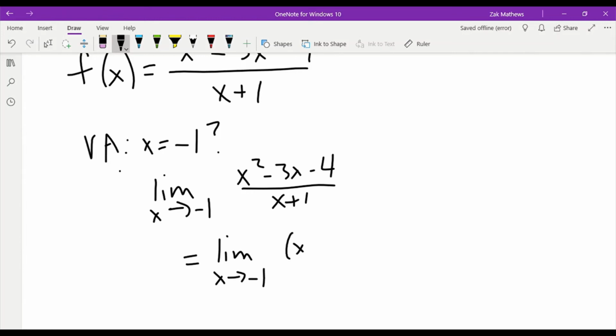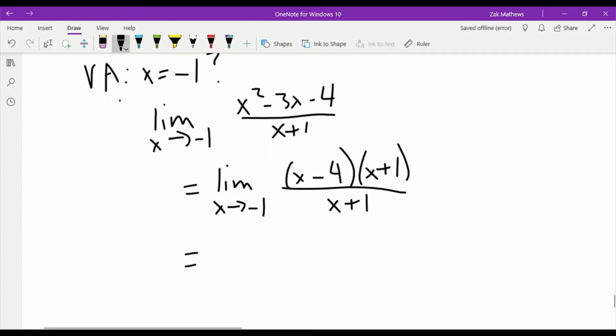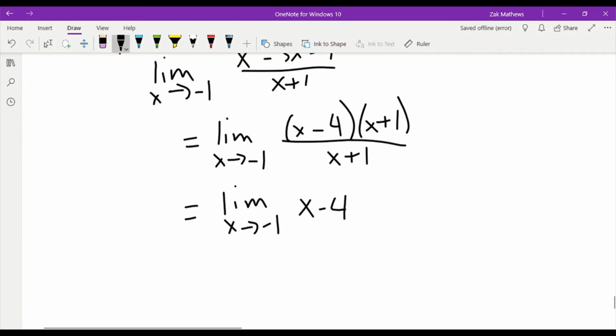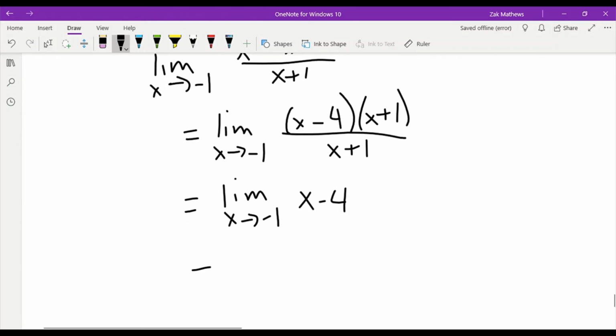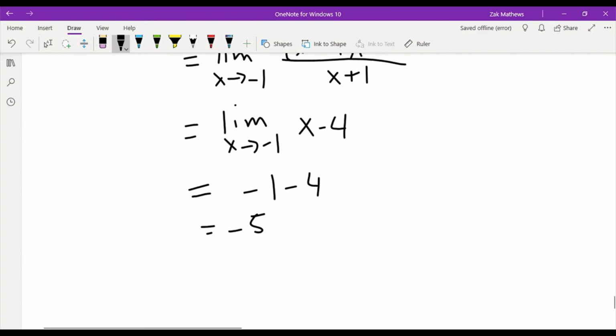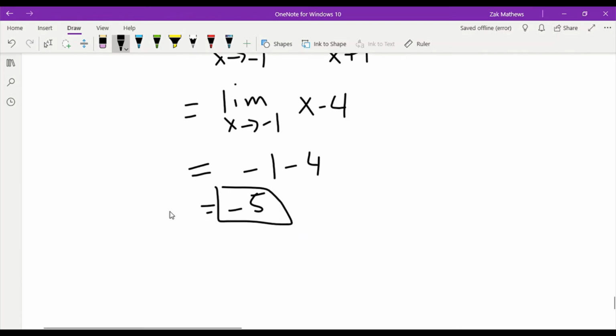If I factor that numerator, I'd have x minus 4 and x plus 1. And of course the denominator already is its own factor, so we have the x plus 1. Now we know how fractions simplify. We can cancel out those x plus 1 factors, and we'd be left with an x minus 4. And now this is just a polynomial, and I know I can plug directly in for that -1, so we'd have -1 minus 4, and that would be equal to -5. And so what we've just shown is that we don't have a limit going to infinity or negative infinity, and the limit is -5.